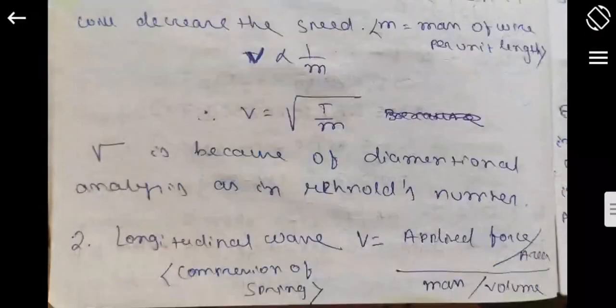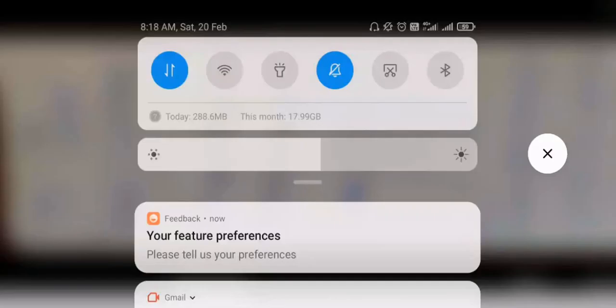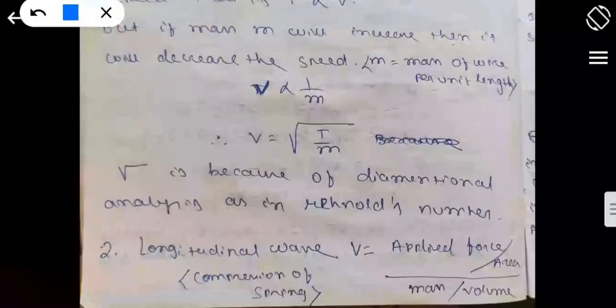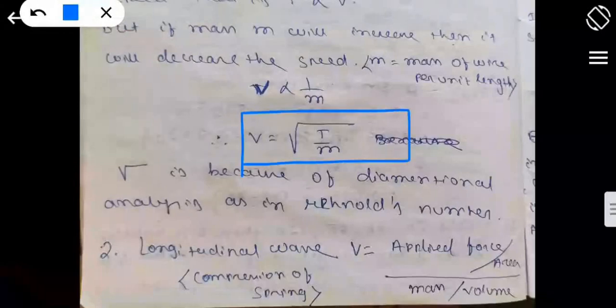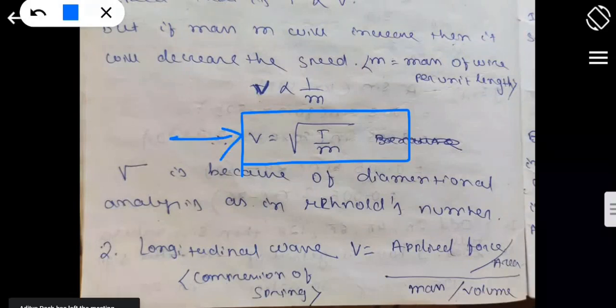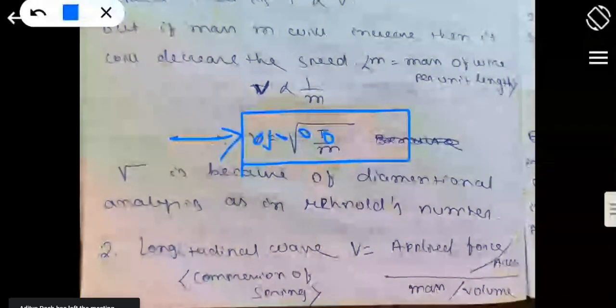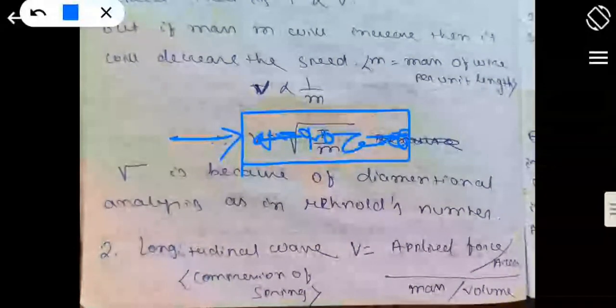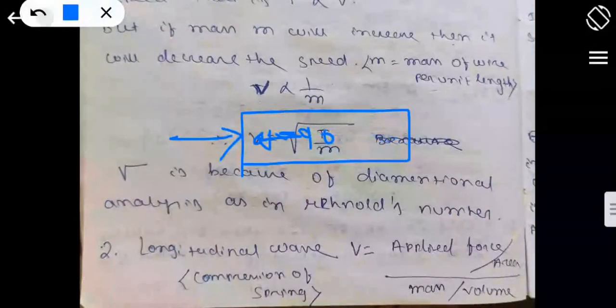Now let's see what will happen in the longitudinal wave. How can you produce a longitudinal wave? Suppose there is a box, or any heavy metal, and you want to produce a longitudinal wave. What you will do is hit the hammer in this direction, then these particles will compress and expand like this, and it will reach here. The wave will travel in this direction, and the wave will not travel like this.